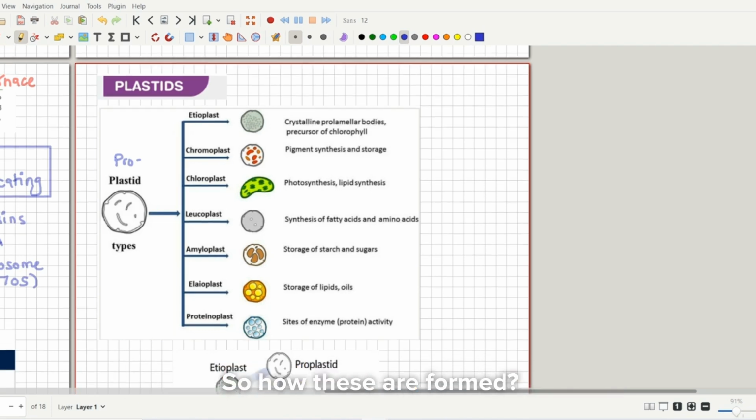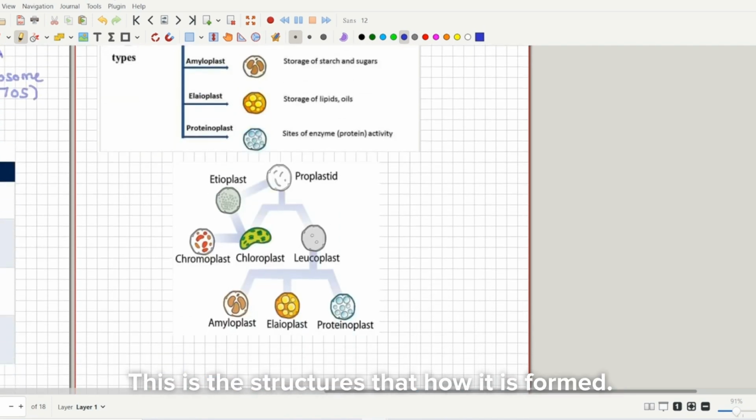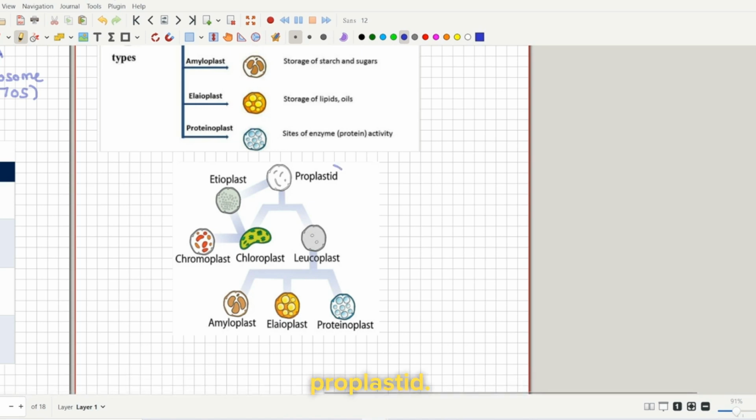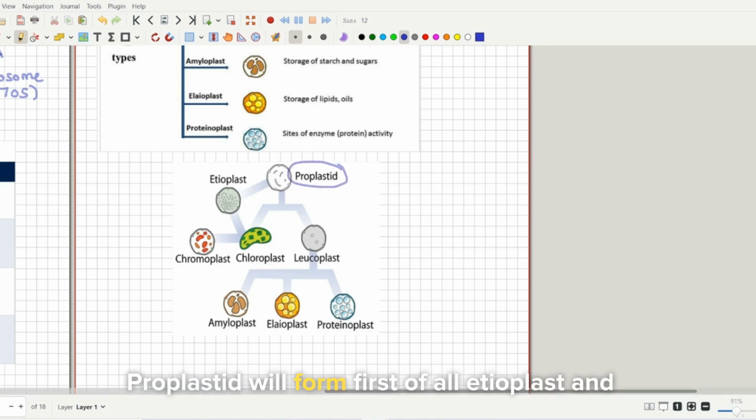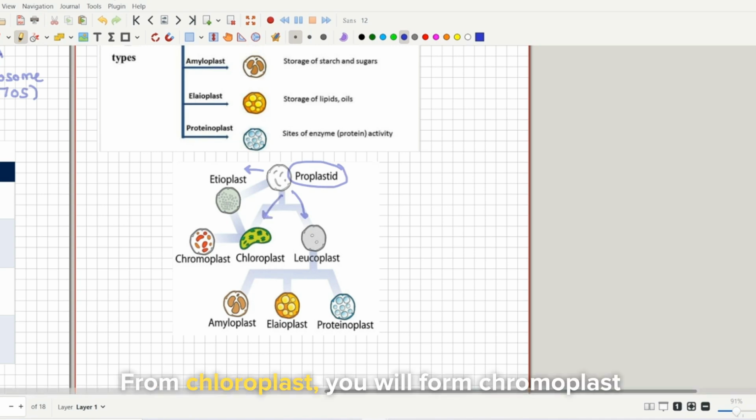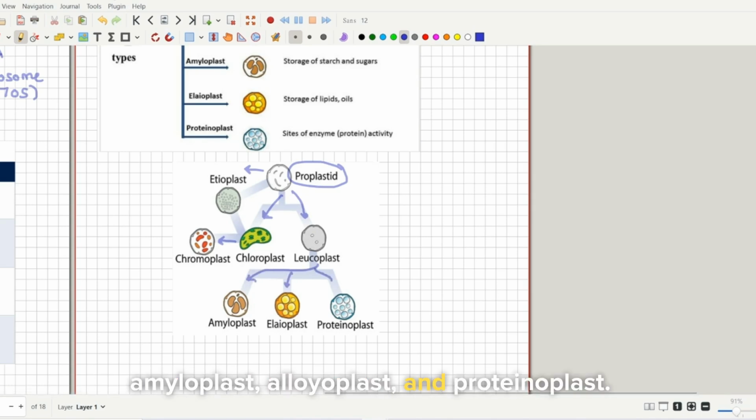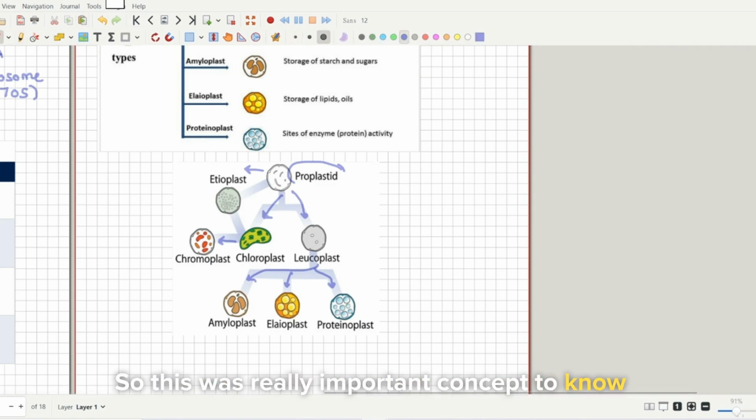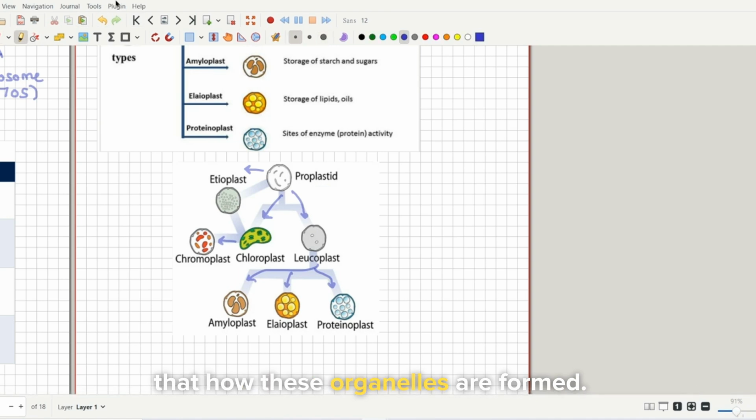So how are these formed? These are the structures showing how they are formed. The first structure, as you can see here, is a proplastid. The proplastid will form first of all the etioplast, and then it will also form leucoplast and chloroplast. From chloroplast you will form chromoplast, and from leucoplast you will have amyloplast, elioplast, and proteinoplast. This was a really important concept to know, how these organelles are formed.